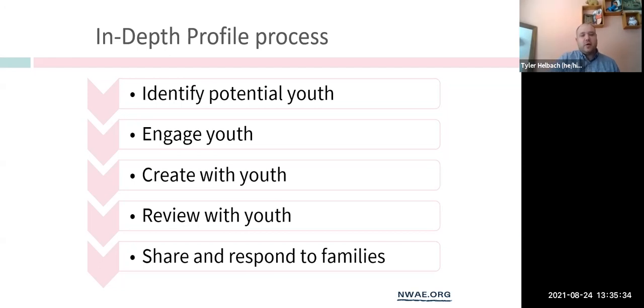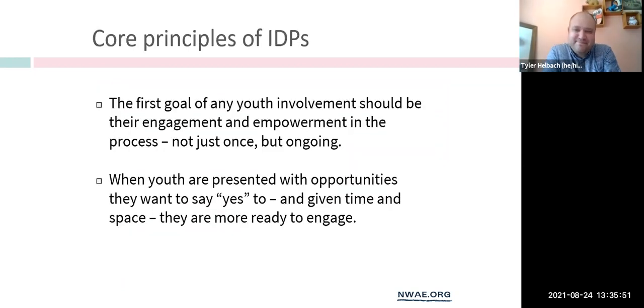Then we work on that creative aspect where we create the content and review the content with youth. They give final approval, which is a very important piece of our model. And then we integrate with whatever the current recruitment systems are there to share the content and respond to families. We can go to the next slide.